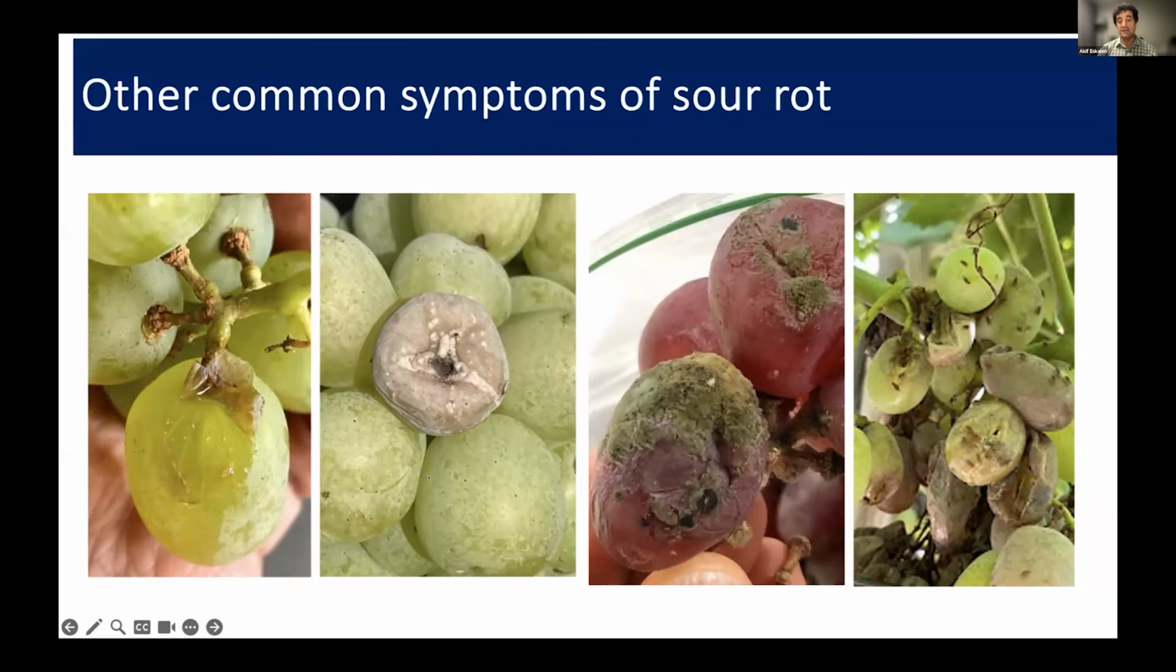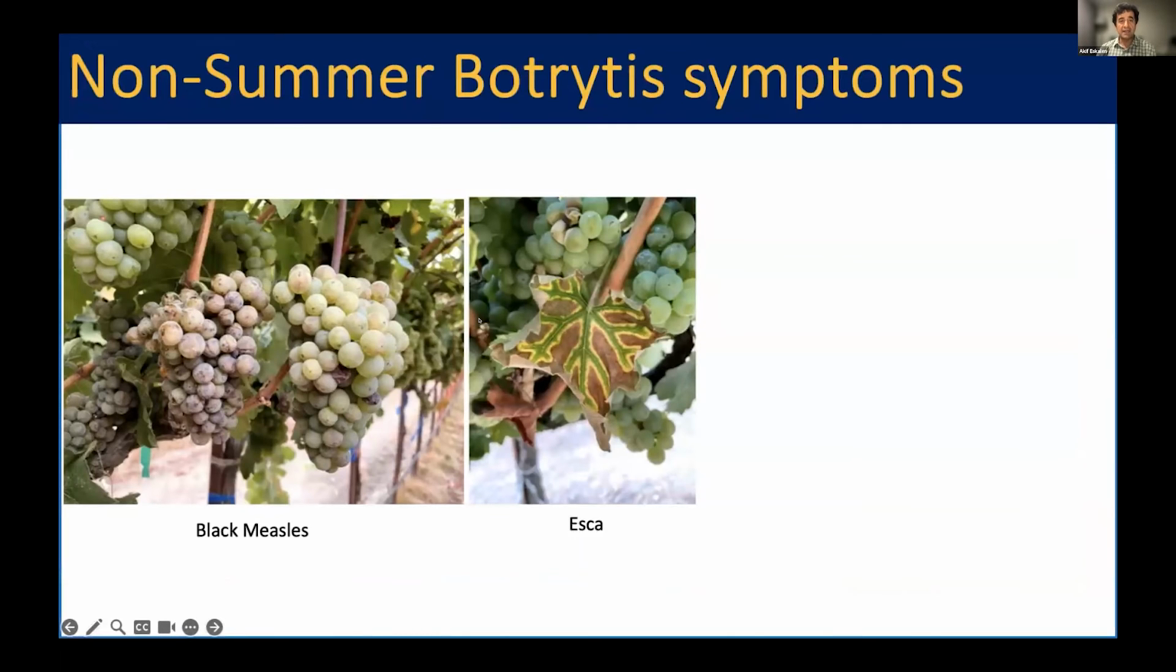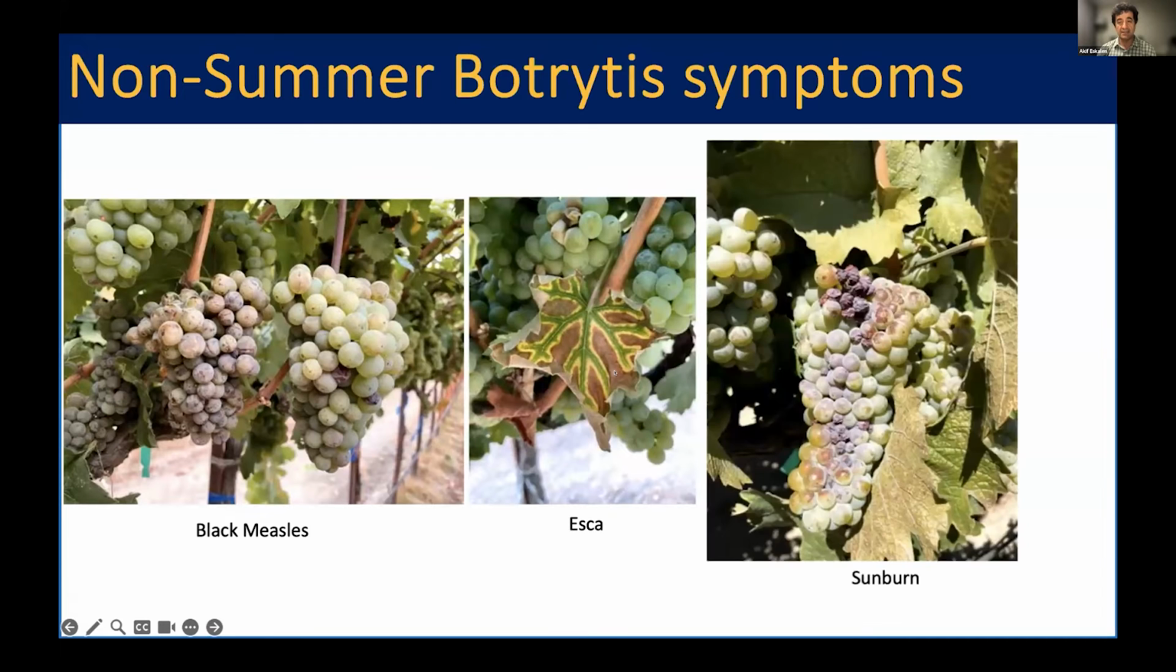At this point, it's very difficult to tell which fungi are the primary and which are the secondary. It's very difficult to find out. These are the non-sour rot or botrytis symptoms. The one on the left is black measles, caused by the group of the ESCA pathogens, that are sometimes confused with the botrytis summer bunch rot. These are the ESCA symptoms on the leaves, as you can see. The one on the right is sunburn.